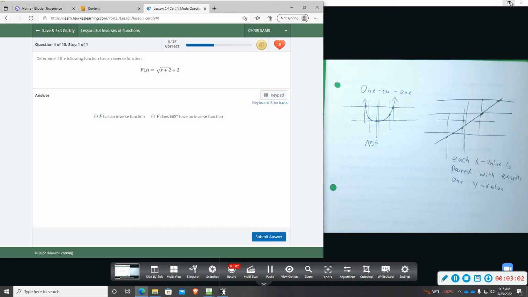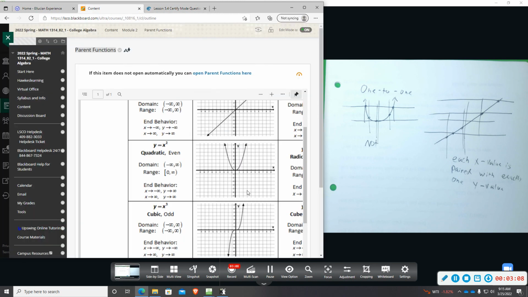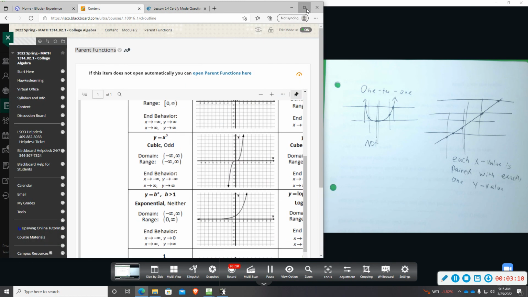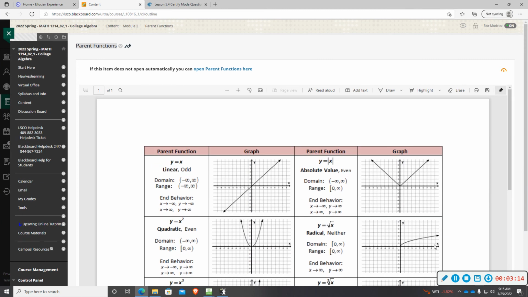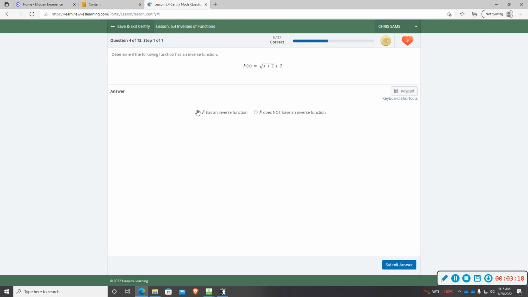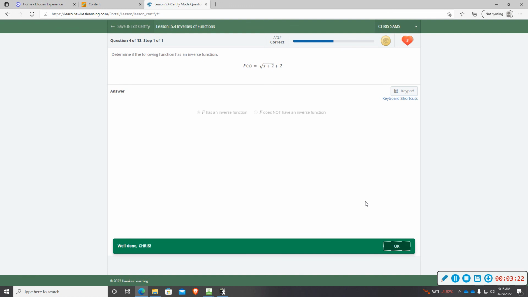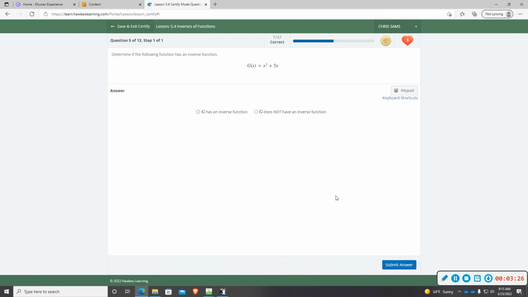So the square root function right here, go back full screen, this one would pass both vertical and horizontal. So we would say this would have an inverse. You don't even have to find it. You just need to know what that means.